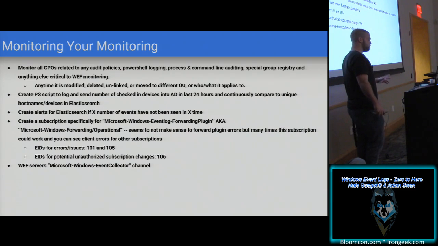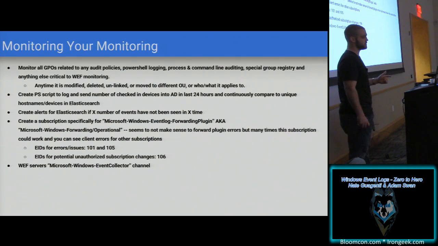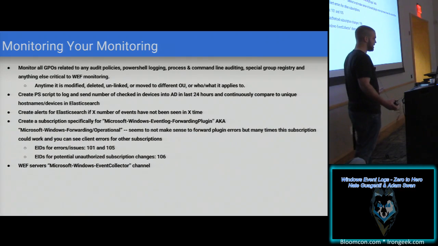So, figure out what the GPO IDs are for all the different things, from process auditing with command line and those sort of things. Anytime there's a modification, you should know, right? We create a PowerShell script to say which hosts have checked in the last 8 hours, 4 hours, 24 hours, whatever you want, and then compare that to the unique hosts that Elasticsearch has seen. Okay, we have 100 hosts not checking in. Well, I thought we pushed group policy to anything with authenticated users, which should be any computer. Well, who knows? Go figure it out, right?